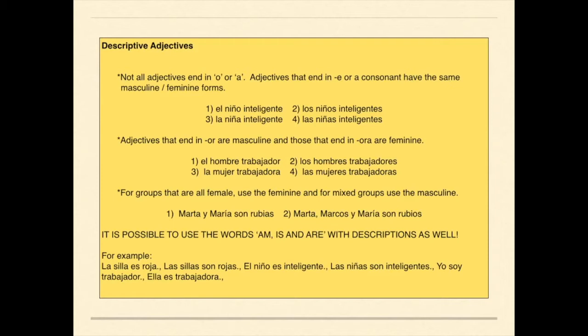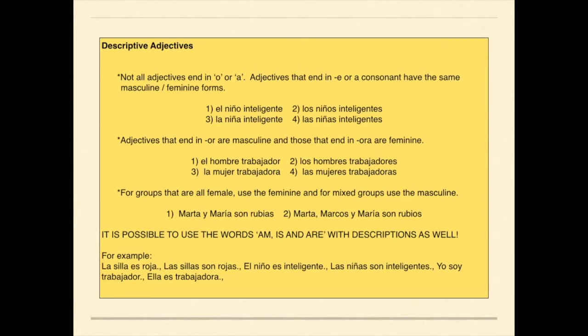Adjectives that end in or are masculine, and those that end in ora are feminine. Let's take a look. Number 1, el hombre trabajador. Trabajador, singular and masculine. Los hombres trabajadores. Number 3, la mujer trabajadora. And number 4, las mujeres trabajadoras. Here we see both the masculine singular and plural with examples 1 and 2, and we see the feminine singular and plural with 3 and 4. So again, these are adjectives that end in or ora.